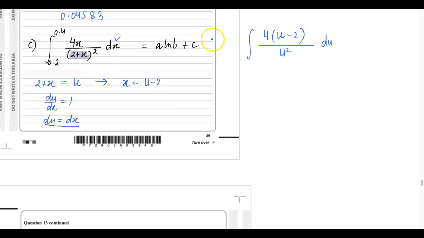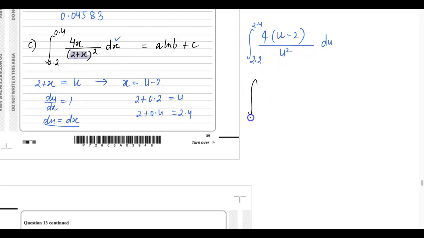The only thing left is the limits. So let's quickly find out the limits as well. If x is 0.2, it is 2 plus 0.2, that will give us 2.2, and the top one will be 2 plus 0.4, which gives us 2.4. I just need to rewrite my 4 because you may get confused. This is what we have got. Okay, that's cool. Now let's get started.